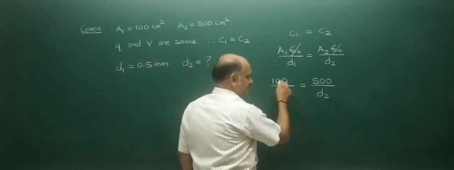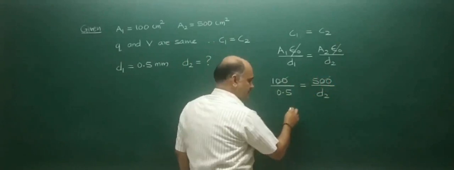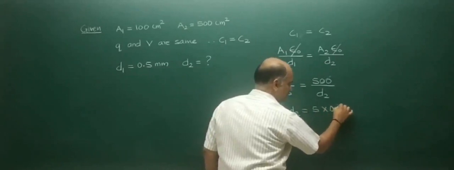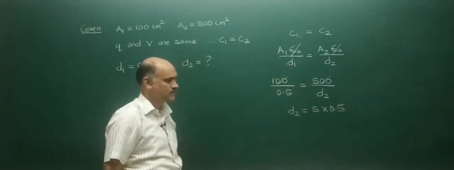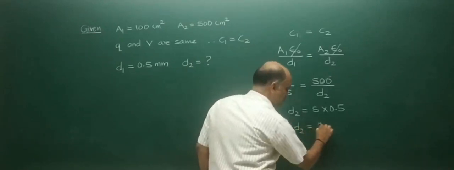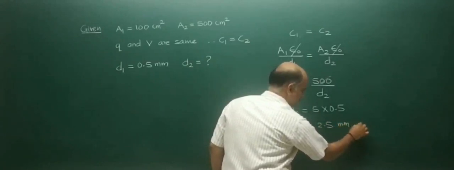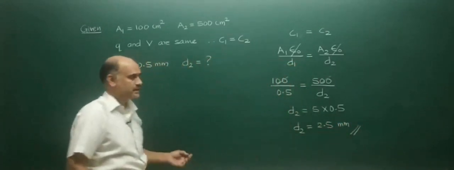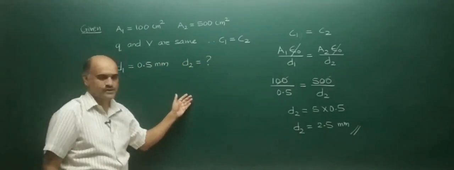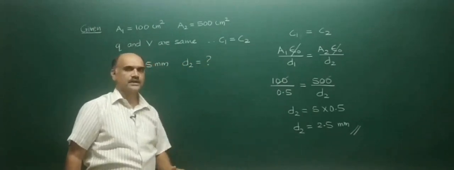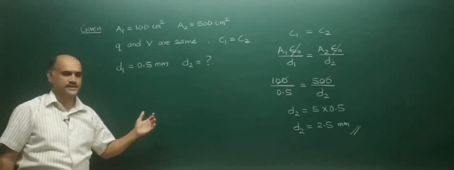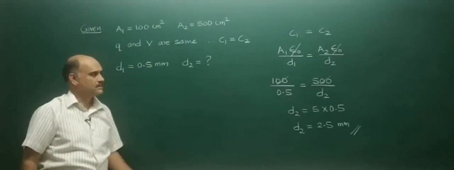If I cross multiply, these two zeros get cancelled. So D2 will be equal to 5 into 0.5. If you multiply, you will have D2 is equal to 2.5 mm. So the distance between plates is 2.5 mm. Clear, students? Again you can pause and solve this problem. In the next session we will solve problems on capacitors combination in series and parallel. Okay, thank you.